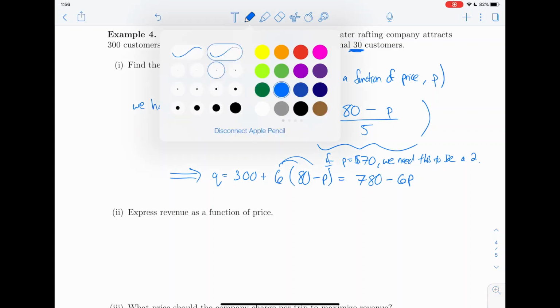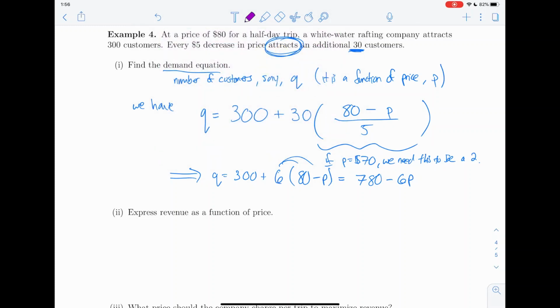Now, I should note here that every time you build out an equation like this, you should test it. Just like I did right here, you should test it. So what you should check is that Q of 70 equals 360. If that's true in this case, then you probably have the right function. And so you should always be testing whatever you come up with.